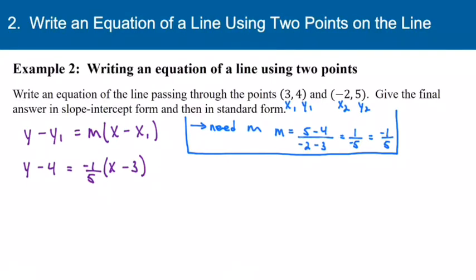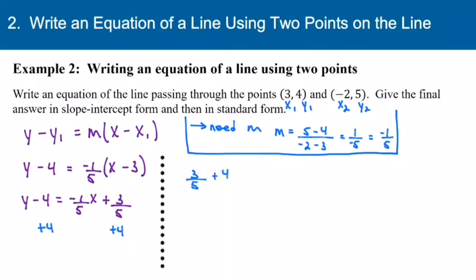Okay, so I'm going to do just like I did last time, and that is I'm going to distribute the negative 1/5. So negative 1/5 times x gives us that term, and negative 1/5 times negative 3 gives us plus 3/5. Okay, now I need to add 4 to both sides, and we'll have to do, again, this little fraction plus a whole number addition here.